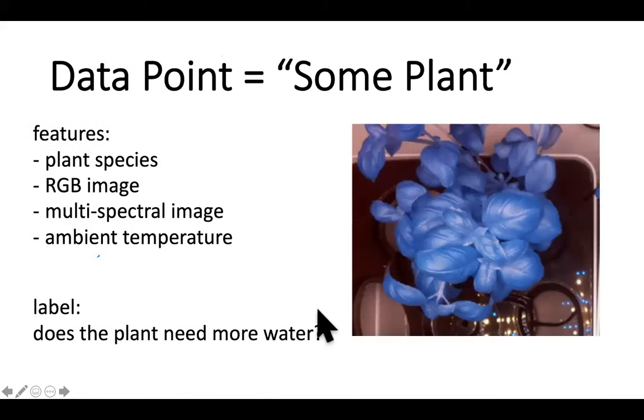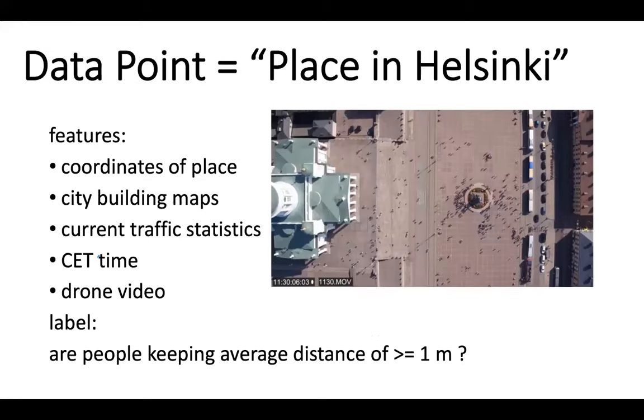Okay, yeah, here are more examples. We have biology, we have city planners. City planners want to know, how do people move in public spaces? This we can model as data points and features and labels. Yeah, so there's one comment. So the features could be anything that is related to the conditions of data points.